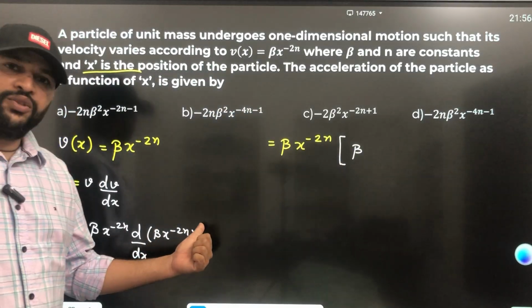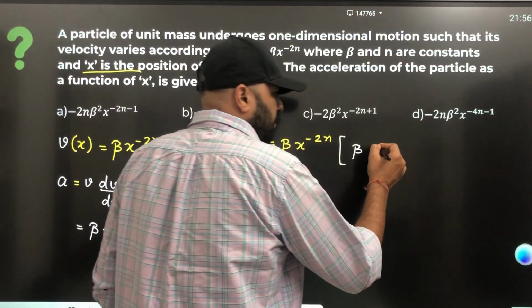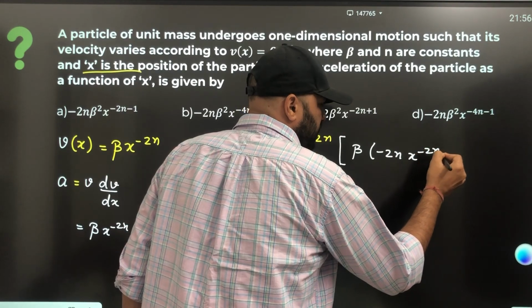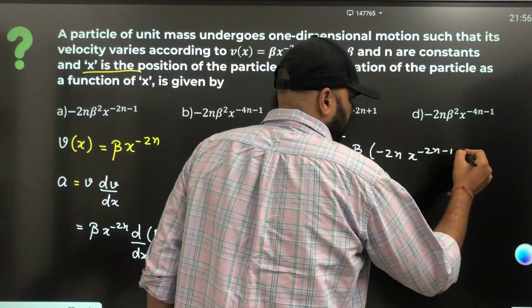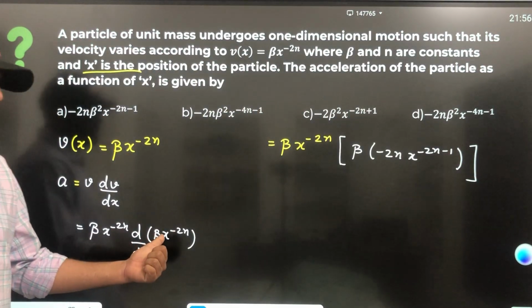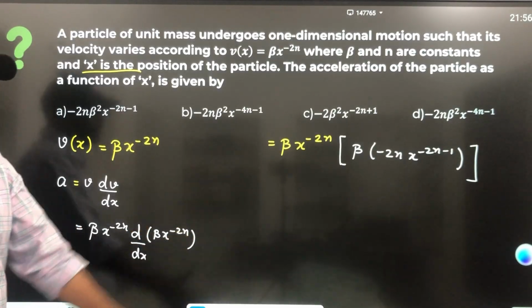X to the power minus 2n. For x to the power something, the differentiation will be: the power comes in the front and the power decreases by 1. So it will be minus 1. I hope this is clear how I got this part. I simply differentiated x to the power minus 2n. So 2n came in front and x to the power minus 2n minus 1, right?